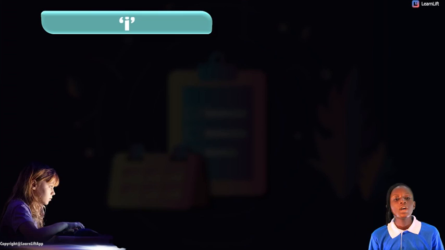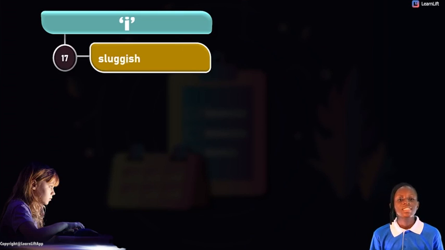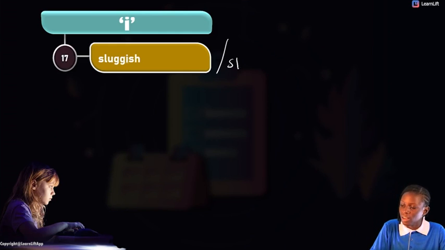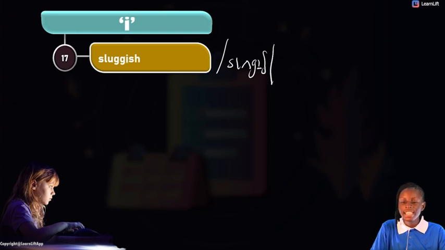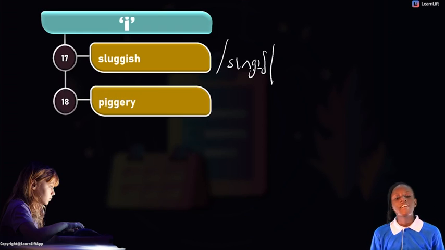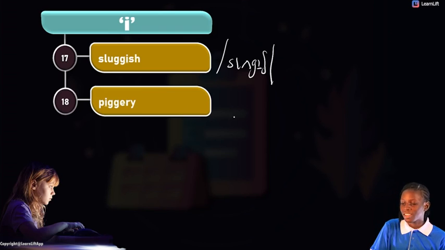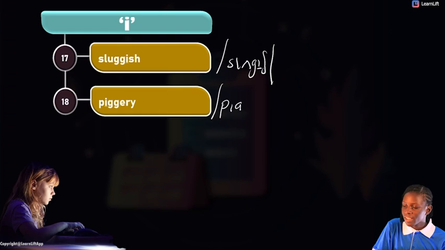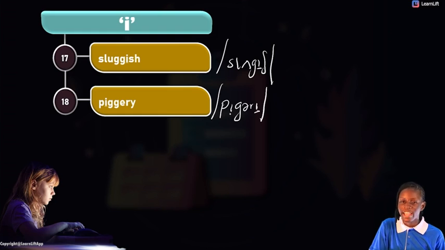Next up quickly we have sluggish. Now just as it is pronounced, it is transcribed as sluggish, having our E sound here. Next up quickly we have our piggery. Now our piggery is transcribed as this, piggery, having our E here, a double E sound.